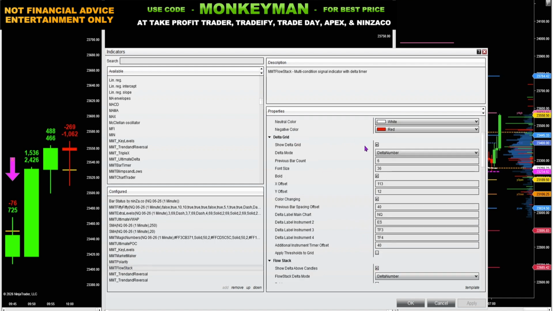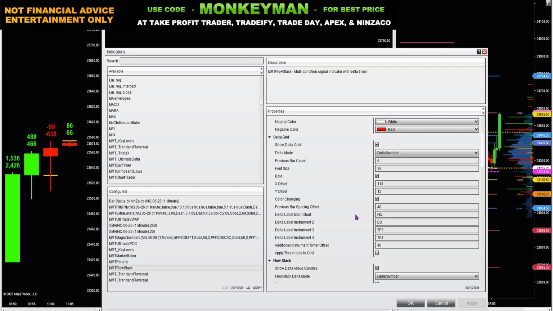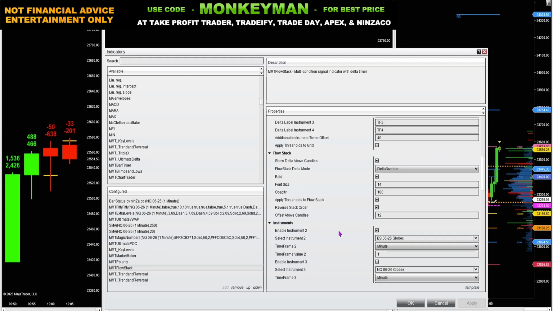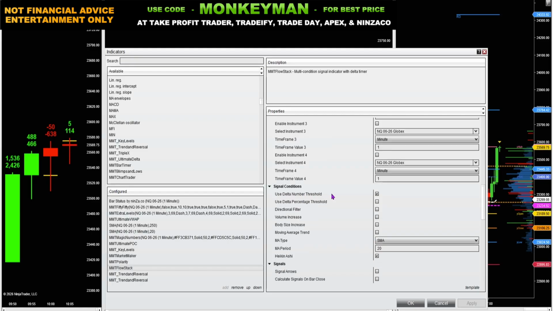I'm showing the delta grid. I've bumped up the font size. I'm showing 6 previous bars. I've got my custom labels. My main chart is an NQ 1 minute chart. And then I also have a secondary instrument. I've got the ES 1 minute, and it's looking for 2 signal conditions.